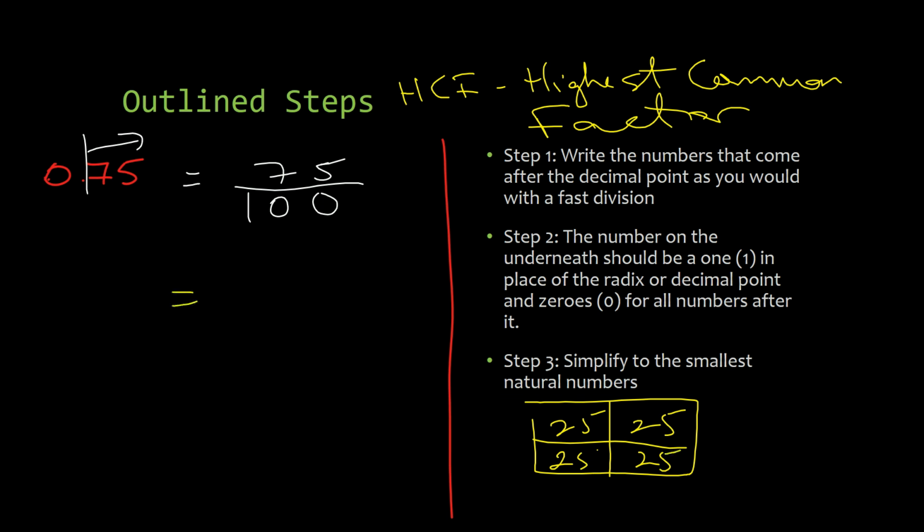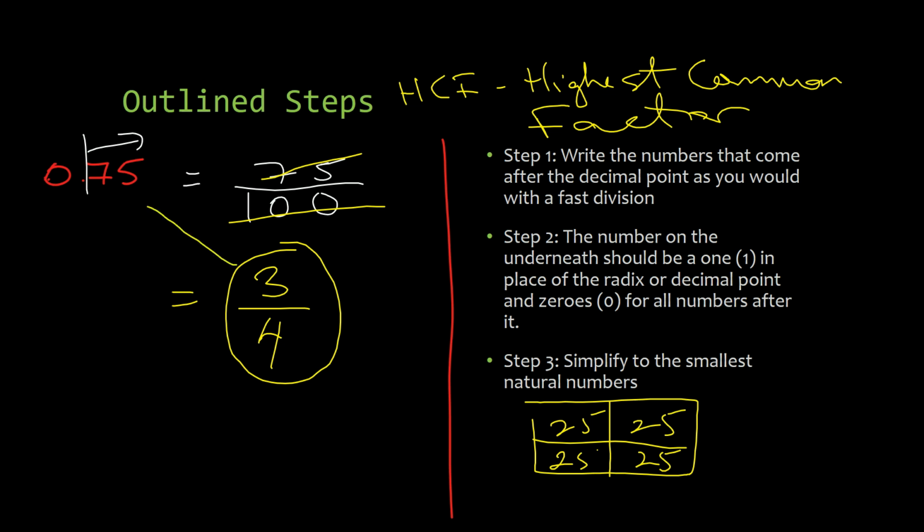So let's take the 75 and divide it by 25, we get 3. And the 100 divided by 25, we get 4. Notice this answer is the exact same that we got in the previous lesson when we tried to convert 3/4 into a decimal.